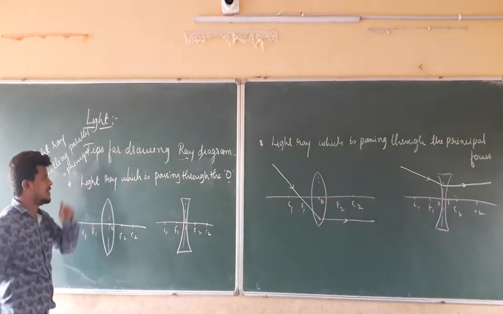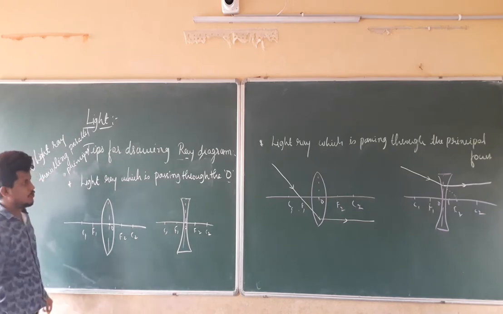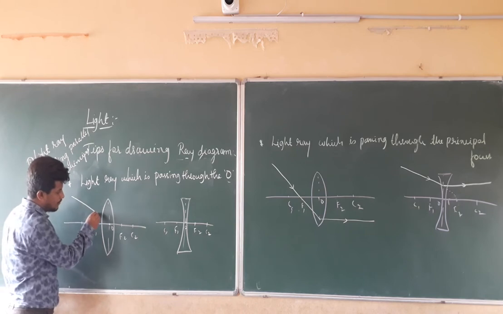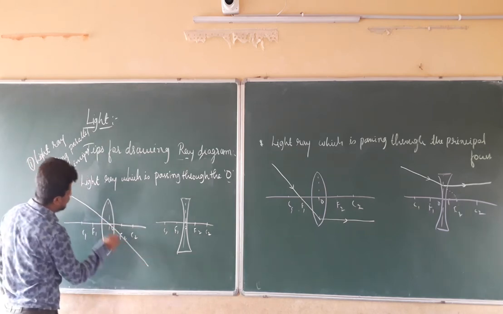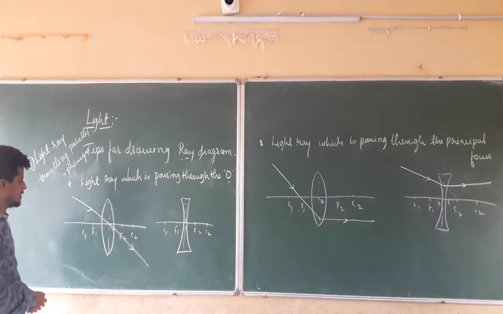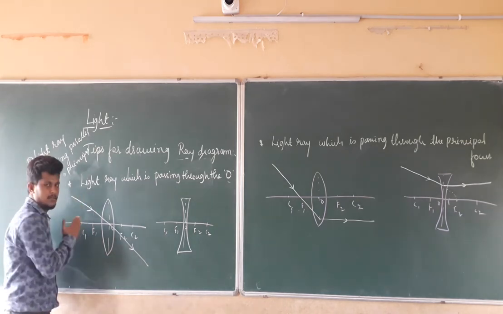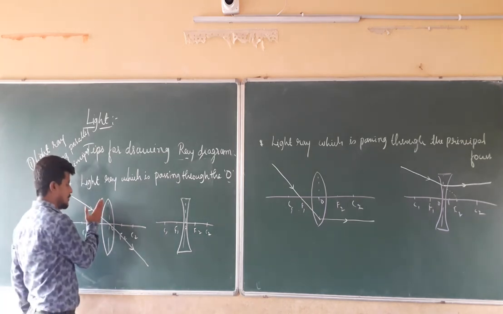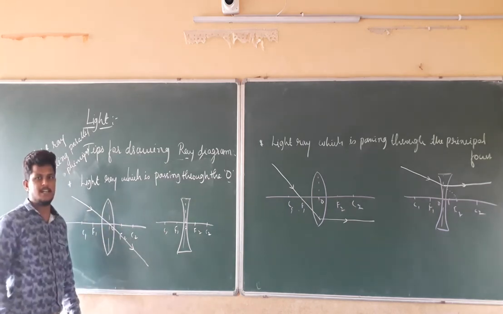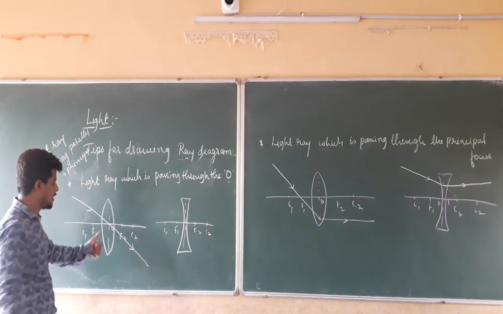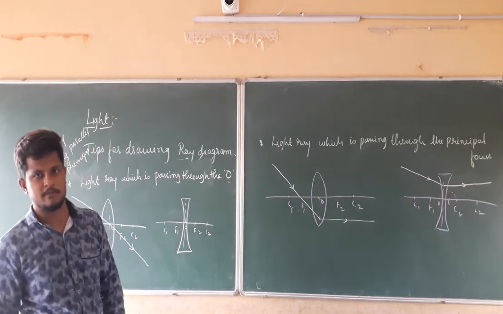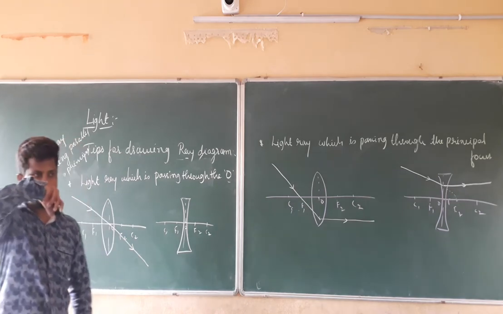The light ray which is passing through the optic center looks like this, it is going like this. Why is it going like this? When you draw the normal, the normal and the incident ray both are coinciding. That is nothing but the angle of incidence is equal to 0.